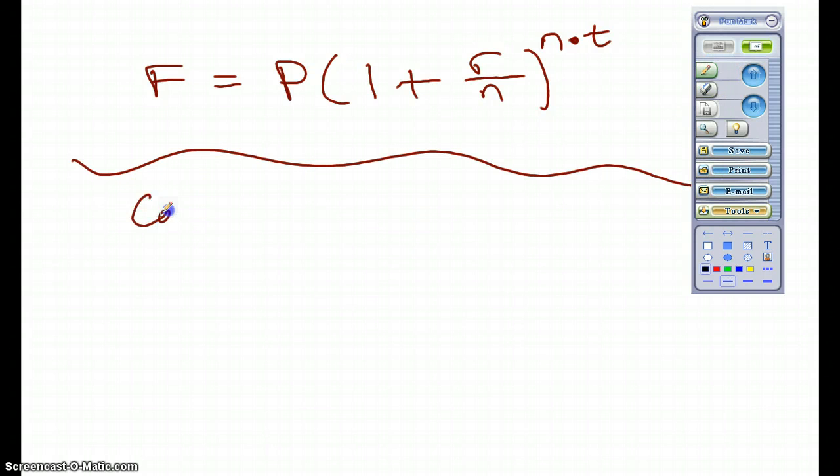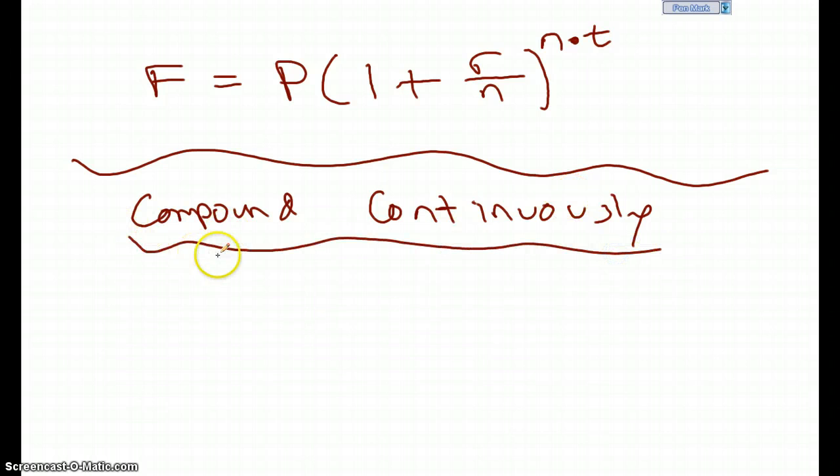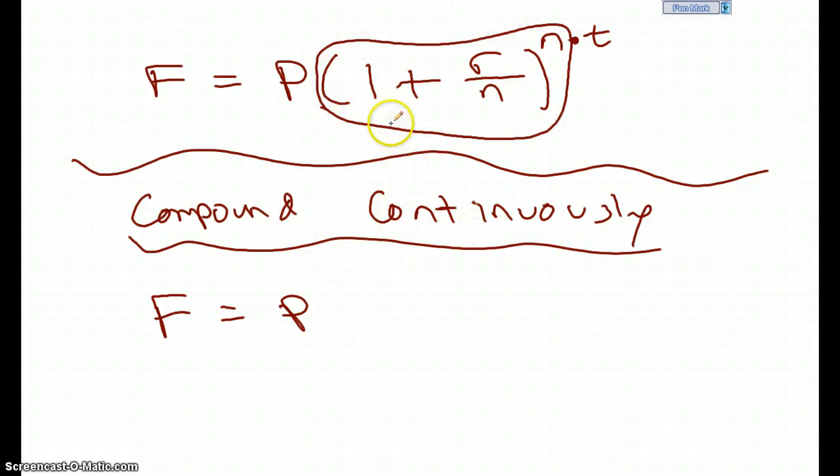Well, if you compound continuously, we often say compound continuously, this is if something grows, anything, not just interest, but if populations are growing continuously, our future amount is equal to our present amount times, basically all of this thing here gets substituted with the following: e raised to the r times the number of years. This is all in the exponent here.